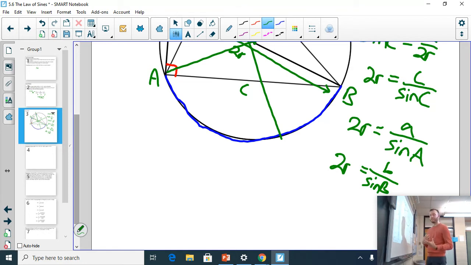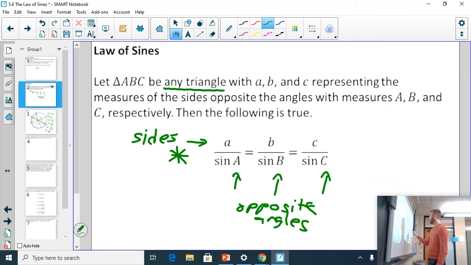And what does that tell us? Well, since they're all 2r, they're all also equal to each other, which brings us back to our formula here. So that's how we get it. And now, this one I don't think is too bad to memorize, although you definitely want to write it down. But it's definitely intuitive. We have a over the sine of a, b over the sine of b, and c over the sine of c, all equal to each other.